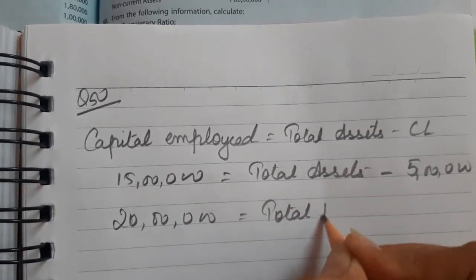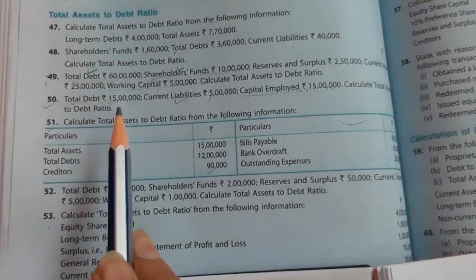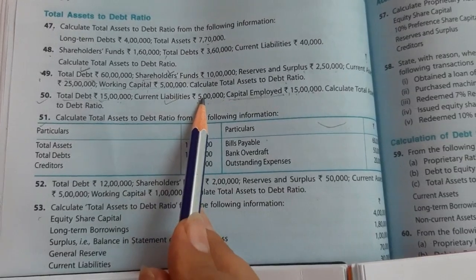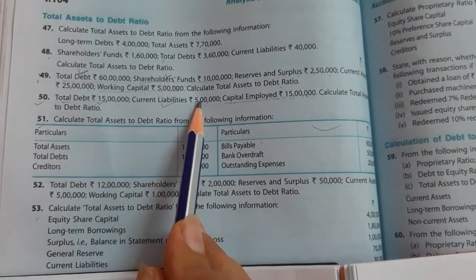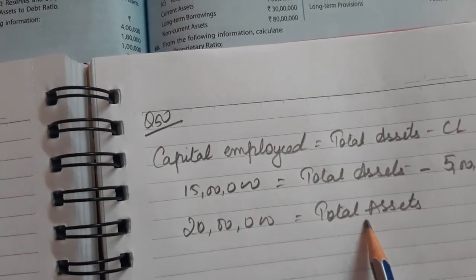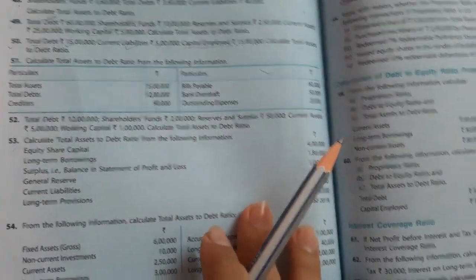Okay, you got your total assets, and we have total debts, but what we require is long term debt. So you can subtract 15 lakh minus 5 lakh, you'll get your answer as 10 lakh total long term debts, and you already have total assets. You can apply the formula. Okay, it was very simple, right?